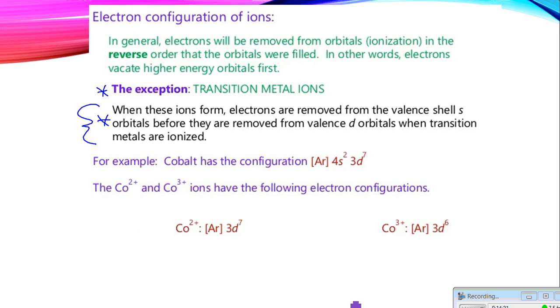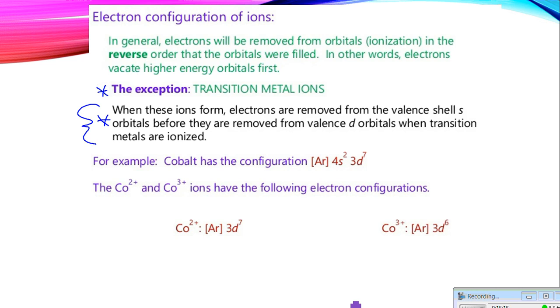All right, in terms of electron configurations for ions, in general, if you want to write electron configurations for ions and you want to remove electrons, then you'll do it in the reverse order that you wrote the configuration. So if you write sodium's 1s2, 2s2, 2p6, 3s1, you would remove first from the last thing you wrote, the 3s1. And that's true for your elements except for transition metals. With transition metals, when you make those positive ions, electrons are removed from the valence shell, so that means the highest principal energy level, valence shell s orbitals, before they can be removed from the valence d orbitals.